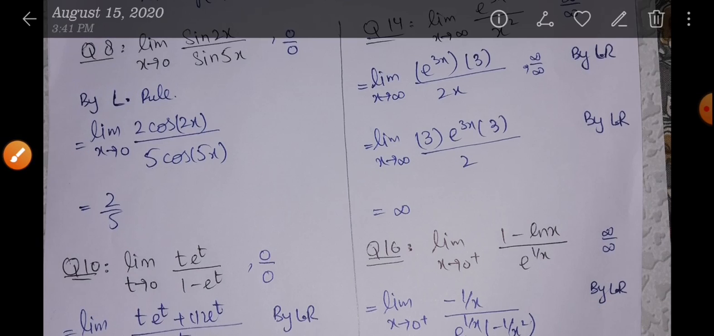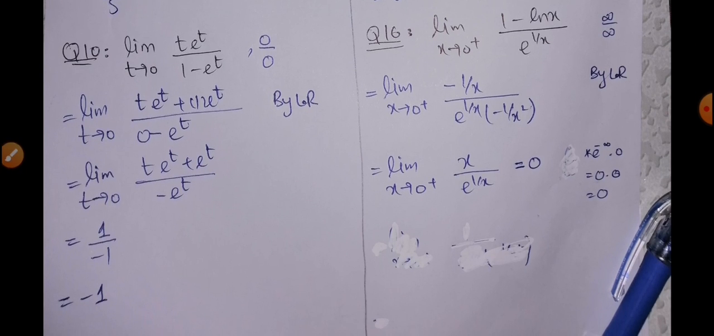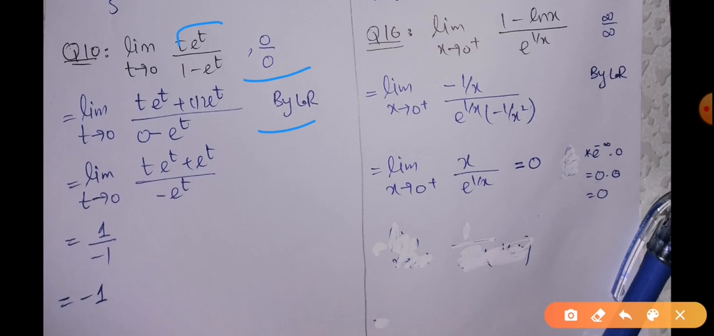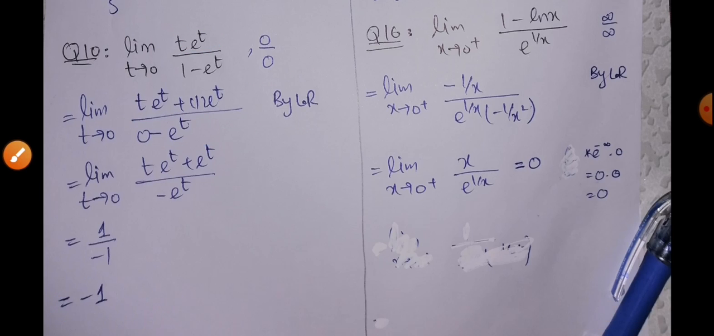Next we have question number 10. Limit t approaches 0, t into e power t over 1 minus e power t. Here we get 0 by 0 form. When we solve these limits, we usually divide the numerator and denominator by e raised to the power t. But now we will apply the simple L'Hopital's rule, taking the derivative of numerator and denominator separately. For the derivative of the numerator, we have to apply the product rule, and here is the derivative of the denominator. When we apply the limit, we get minus 1 as an answer. So L'Hopital's rule makes the steps simple and easy for finding limits.